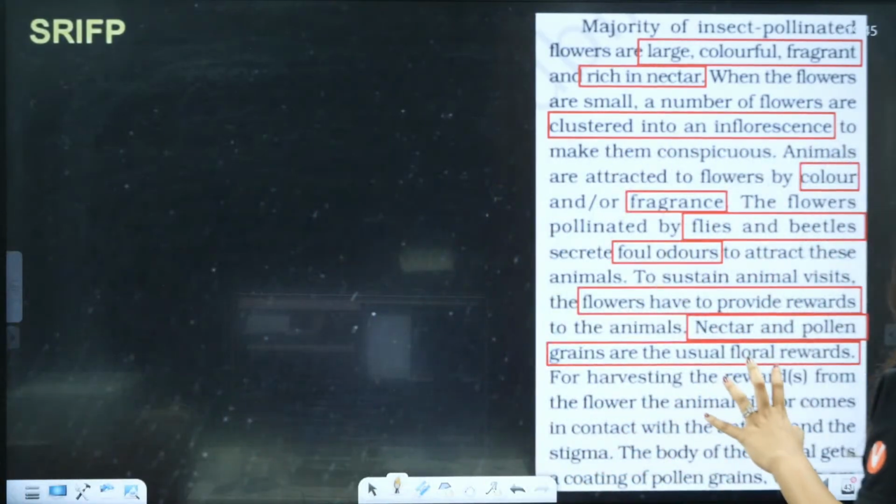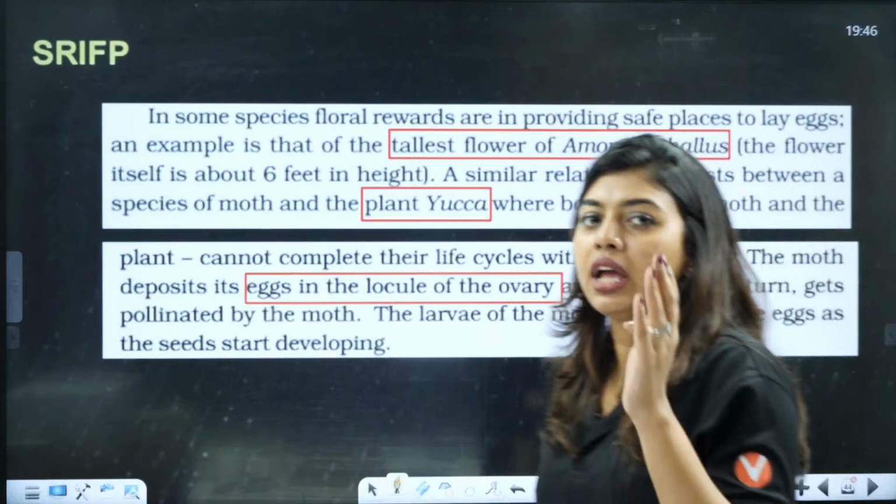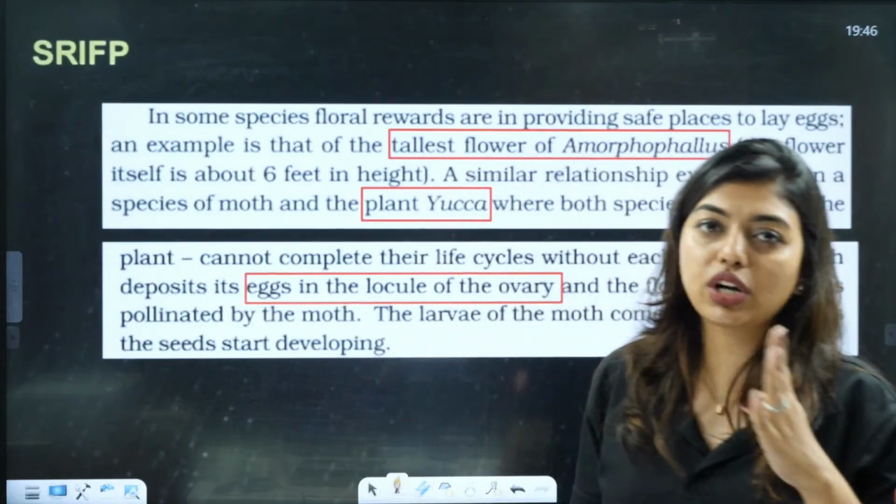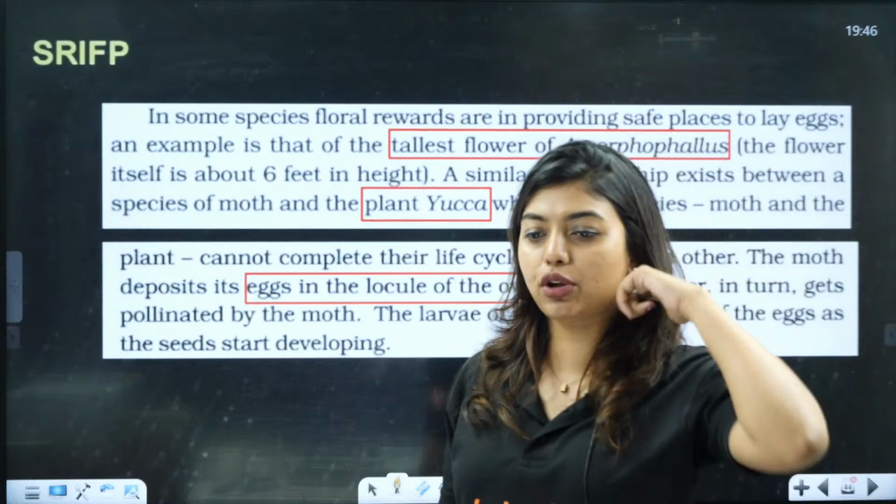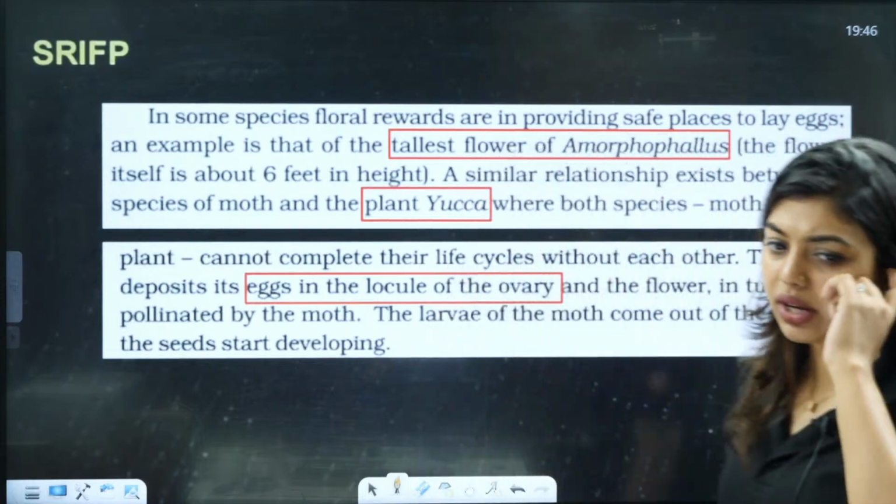They will directly ask you: what are the features of water pollinated flowers, what are wind pollinated flowers, what are insect pollinated flowers. Direct question, students. Okay, direct question.